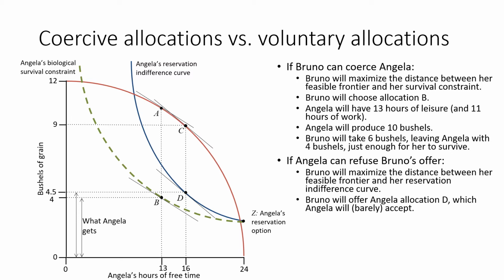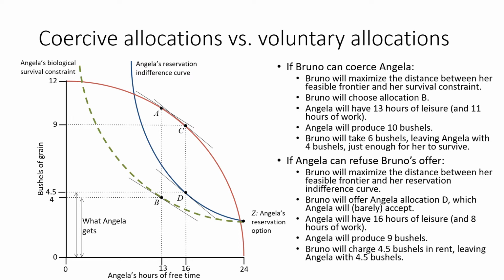You might wonder, why is she going to accept point D if it makes her no better off than Z? You can think of it sometimes as him offering her something just slightly better, maybe instead of 4.5 bushels, 4.6, something a little bit better than Z that she then barely accepts. Angela will then work 8 hours, have 16 hours of leisure, and get 4.5 bushels of the 9 that she produces.